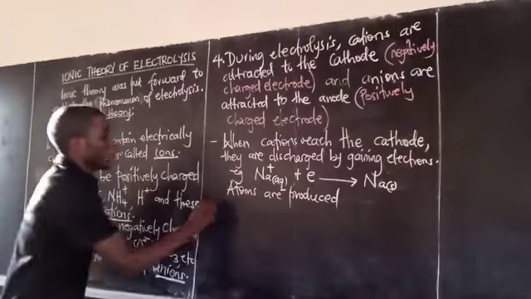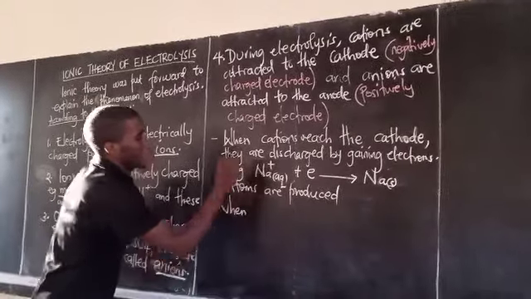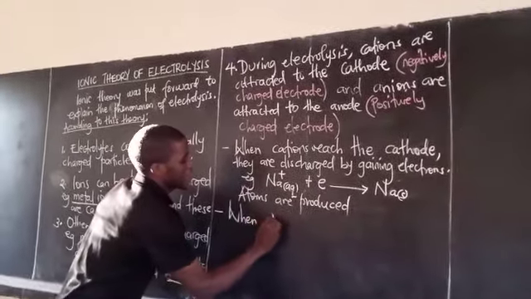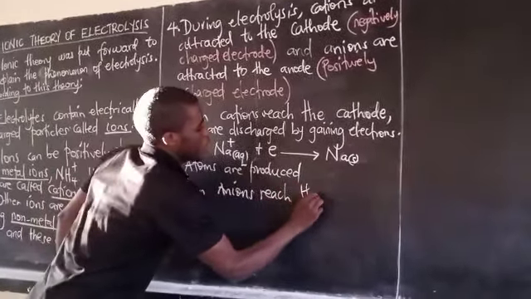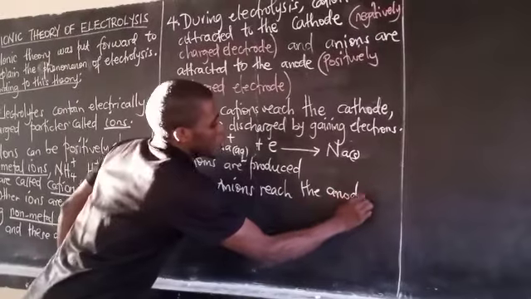Likewise, when anions reach the anode, they are also discharged.